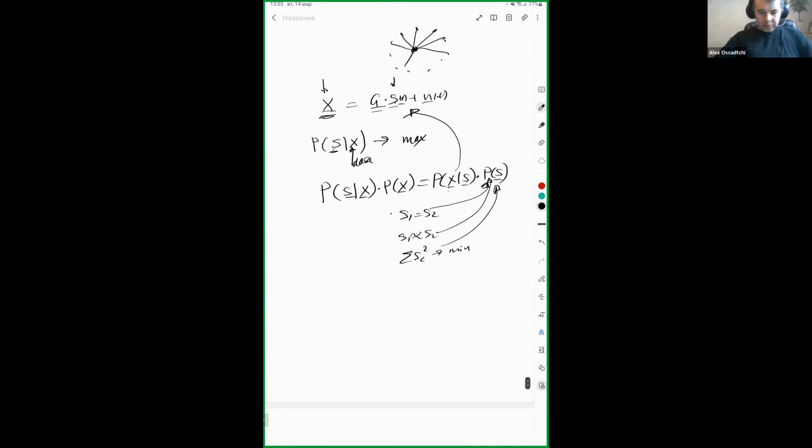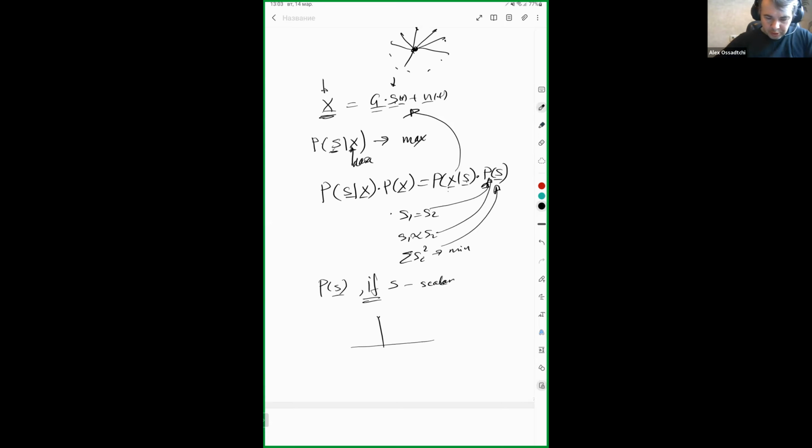So far it's very abstract, right? P of S given X times P of X, P of X given S, P of S. Okay, but let's try to make it a little bit less abstract. First of all, what is P of S? If, for example, our S was a scalar, then P of S is simply a probability distribution on S, right?